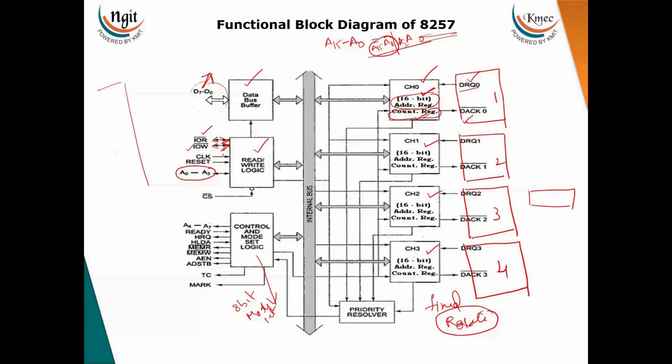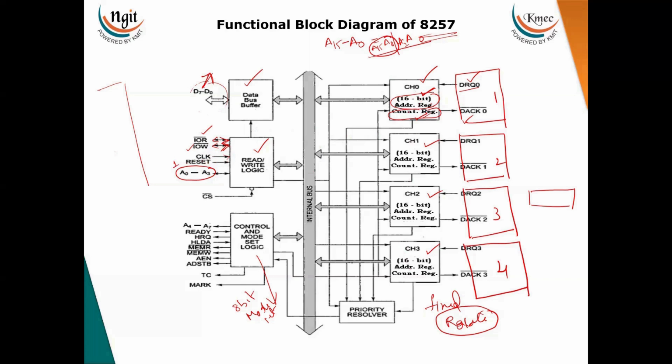And what is the clock? Here it uses the clock to transfer the data. For every clock, it will transfer one word. Now reset: if 1 bit is applied over here, it will reset or clear the channel registers.